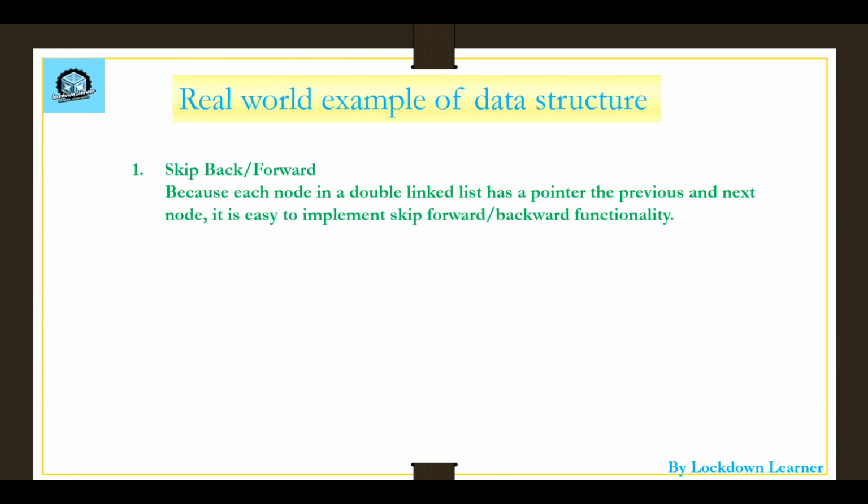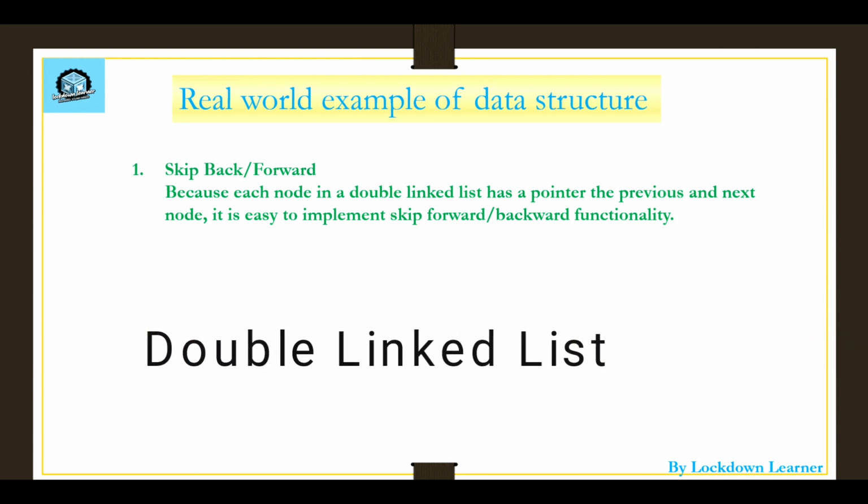Let us take the real world example, skip back and forward. You are playing music. Okay guys, there is a pause button and a play button, and on the left side and right side there is backward and forward. That is also a data structure. That data structure is a linked list, a doubly linked list.